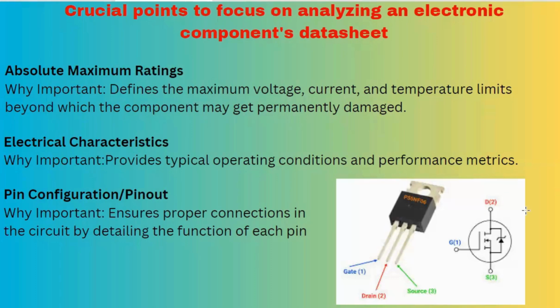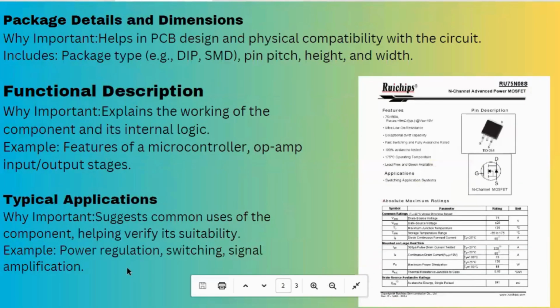Right, now we'll go to the next sheet, that is, we'll see what the next important points are. Packaging detail and dimensions. Why is it important? It helps in PCB designing and physical compatibility with the circuits, including packages. What type of package it is, how many pins are there, what the pitch of the pins is, height, width, everything will be given in this.